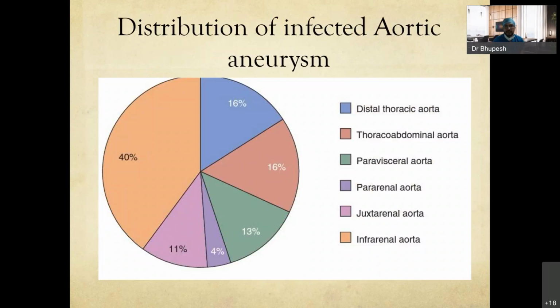And coming to the distribution of infective aortic aneurysms, mostly, 40% are in the infrarenal aorta, and the least common is the pararenal aorta, at 4%.